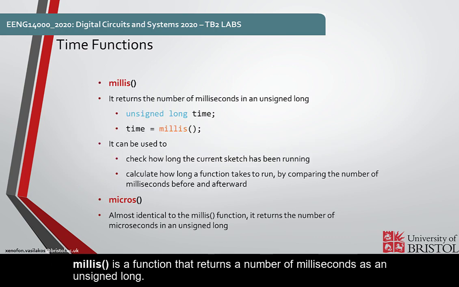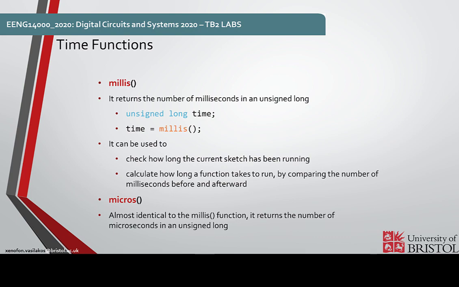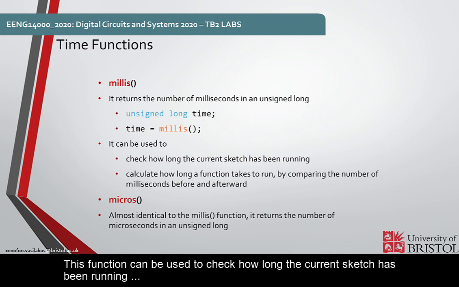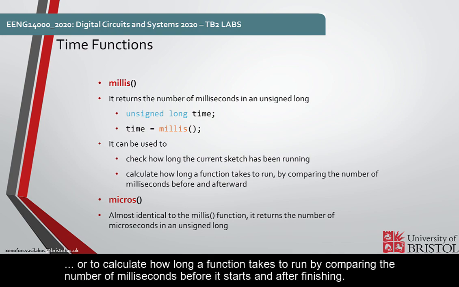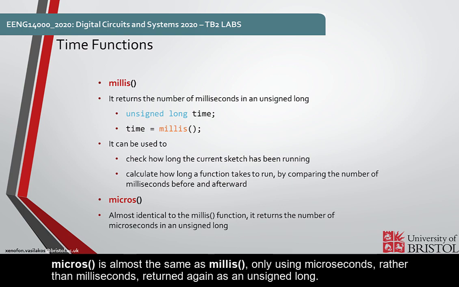millis is a function that returns a number of milliseconds as an unsigned long. This function can be used to check how long the current sketch has been running, or to calculate how long a function takes to run by comparing the number of milliseconds before it starts and after finishing. micros is almost the same as millis, only using microseconds rather than milliseconds, returned again as an unsigned long.